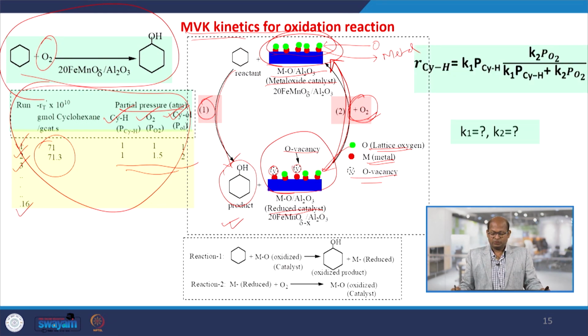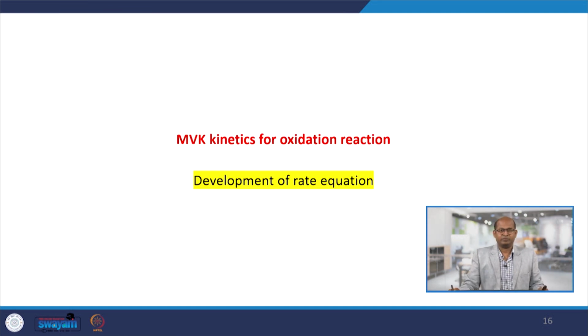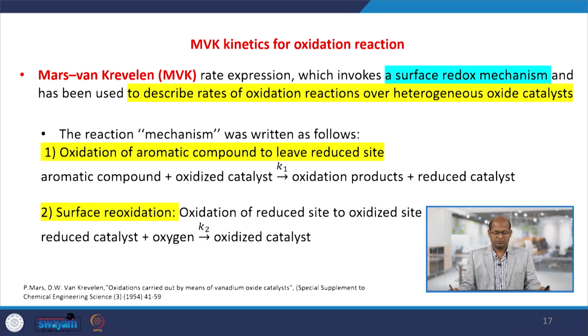So, for this particular reaction we will develop the rate equation. Then with the experimental results we have to validate this rate equation and evaluate the rate law parameters, and that would be the complete rate equation for this reaction. So, how can we develop that? That we have to discuss.